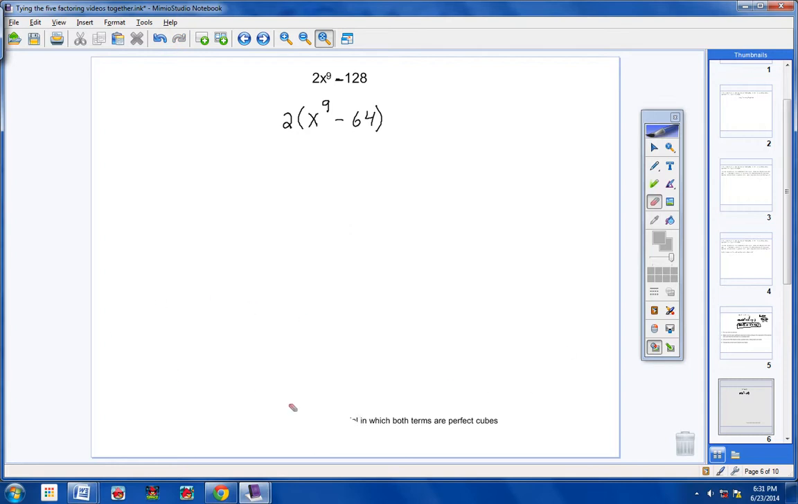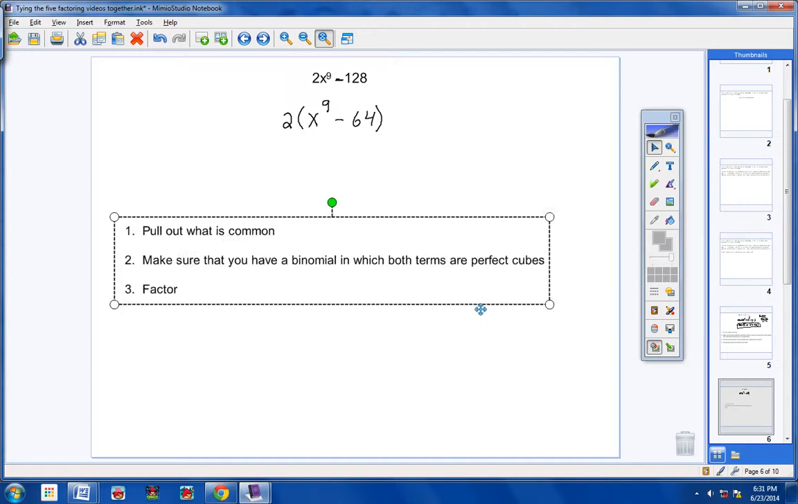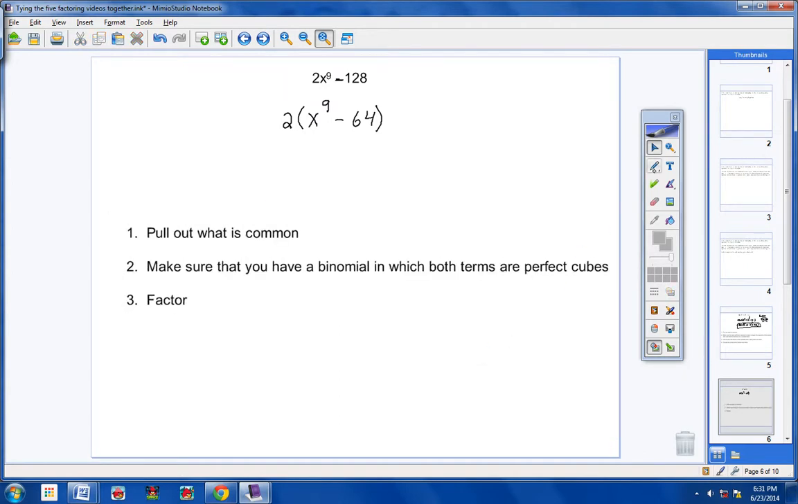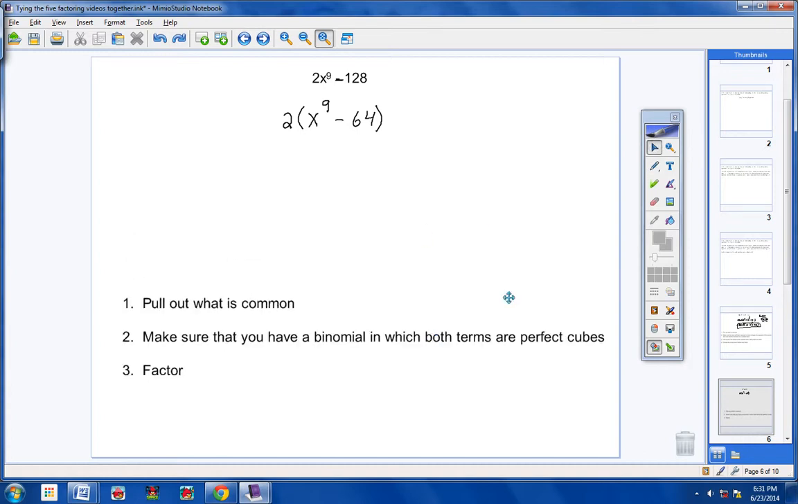And so if you'll check your notes, here are the steps that I gave you for when you're factoring perfect cubes. Okay, and here it is. Well, actually, we kind of did it more from just writing the actual parts down, but let me pull this down a little bit. We make sure that we have a binomial in which both terms are perfect cubes, and we did that, and then we simply factor. So do you remember how to factor? Look in your notes if you need to.